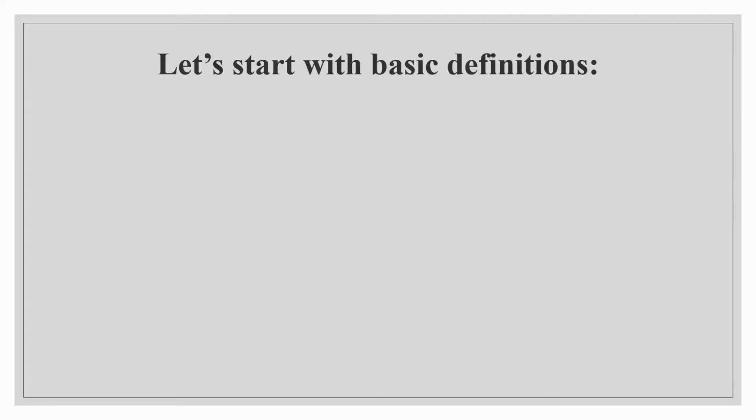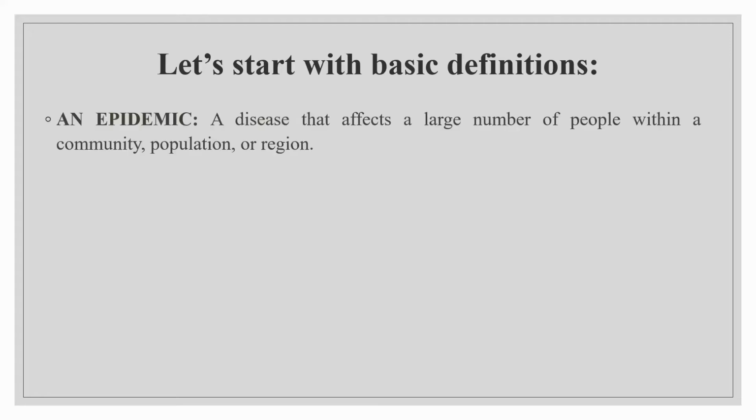So before moving further, we will start with some basic definitions which you will hear all the time during this lecture. So the first one is an epidemic. Epidemic is a disease that affects a large number of population within a community, population or region. That means that if there is a disease that affects a large number of population in a short period of time, it is called an epidemic.